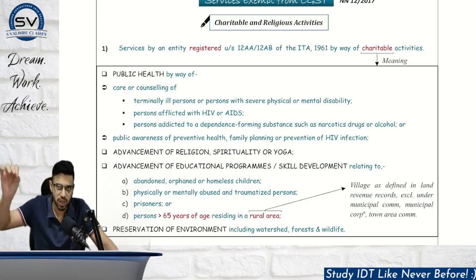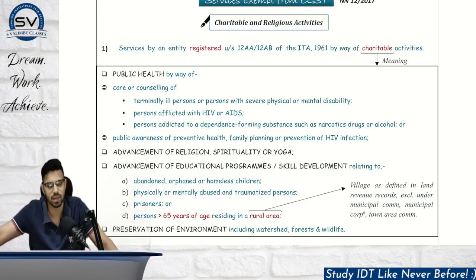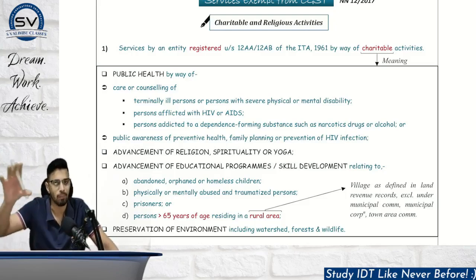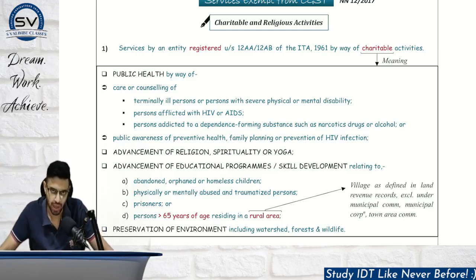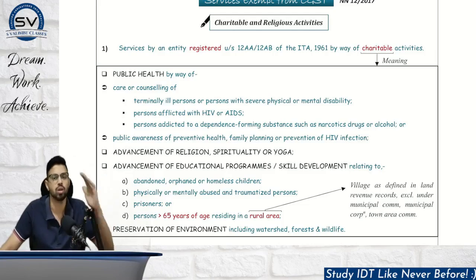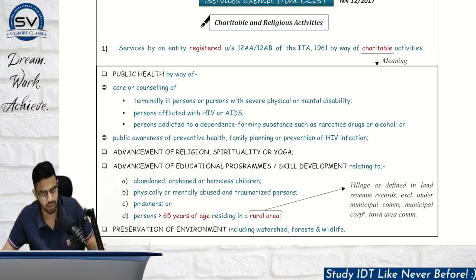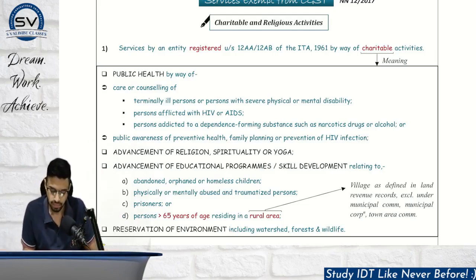If a specific case is asked in the exam, you are required to apply the exemption basis your learning. You don't have to do rote learning, or just write the exemption notification as it is. So please don't invest, or I would say waste, your time in learning all the exemptions. That is not at all required. Let's start. Charitable and religious activities first.